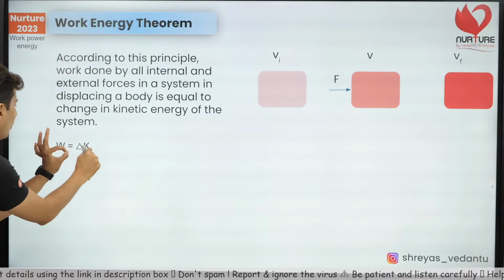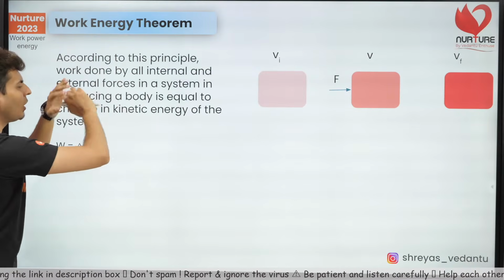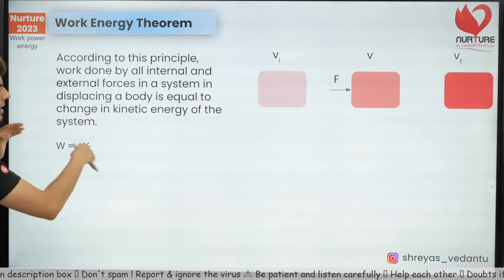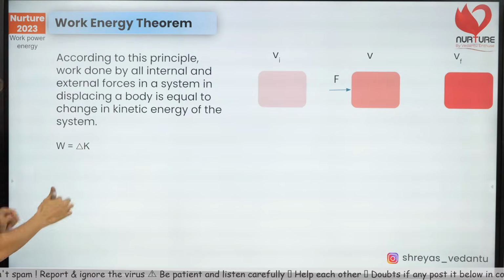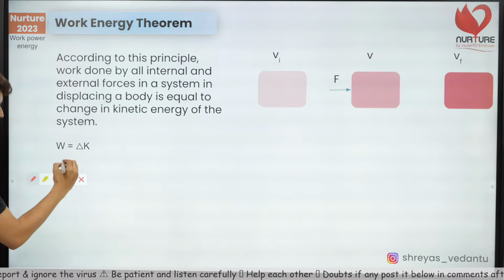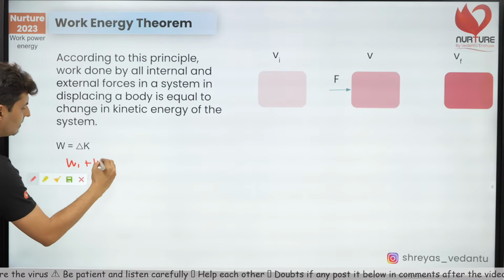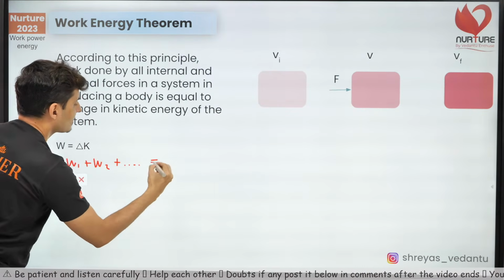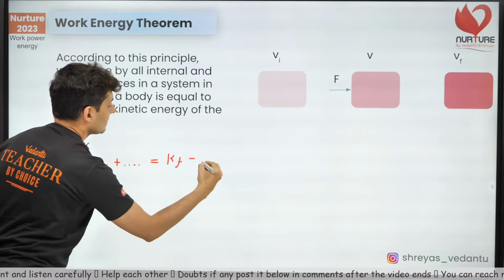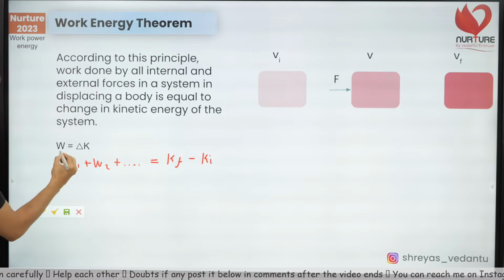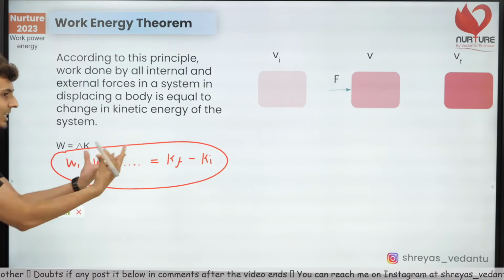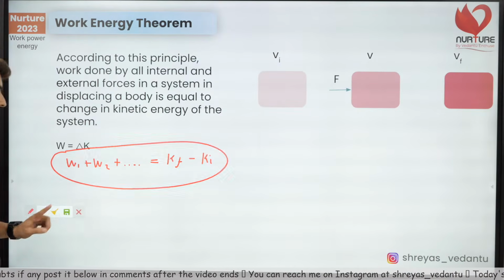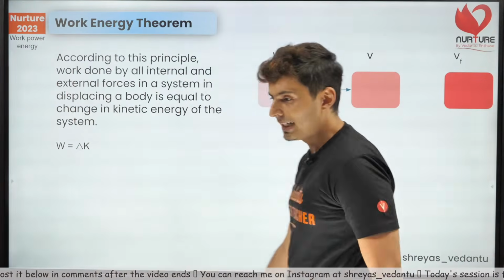The total work done by all forces, internal, external, conservative, non-conservative, doesn't matter, will go in changing the kinetic energy. So basically work done by force 1 plus work done by force 2 plus work done by all the forces will be final minus initial kinetic energy. That's what this statement is. Whatever work you do goes in changing the kinetic energy. As simple as that. All right, very good.